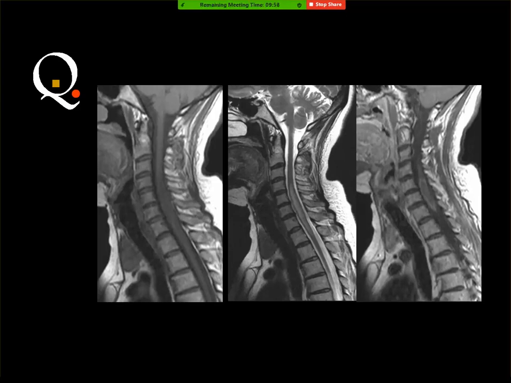Intramedullary lesion. Okay, intramedullary lesion of low signal in the T1, high signal in the T2, and enhancement post-contrast. Astrocytoma. Wait. For ependymoma, you should have a solid component. For astrocytoma, you should also have a solid component.